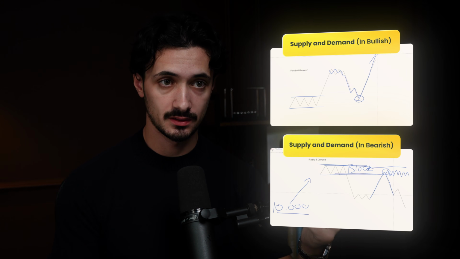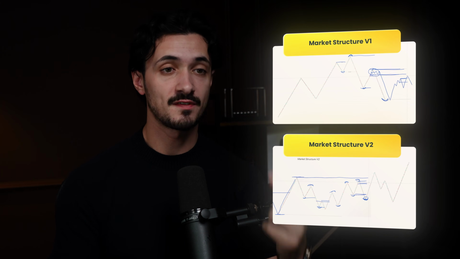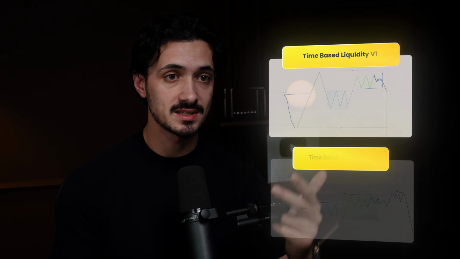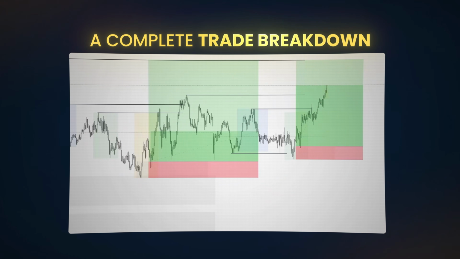The core concepts that I'm gonna be sharing with you in this video are as follows. The first one is institutional supply and demand. Secondly, is going to be mastering market structure. And finally, we're going to be talking about liquidity concepts. And then, as I said, after that, we'll combine all of those three concepts into a step-by-step trading strategy, and I'll even show you a trade breakdown.